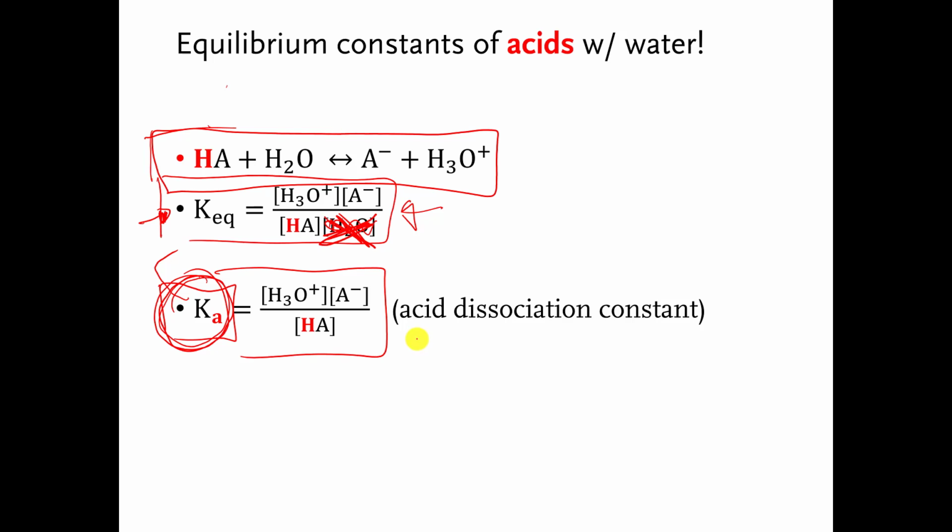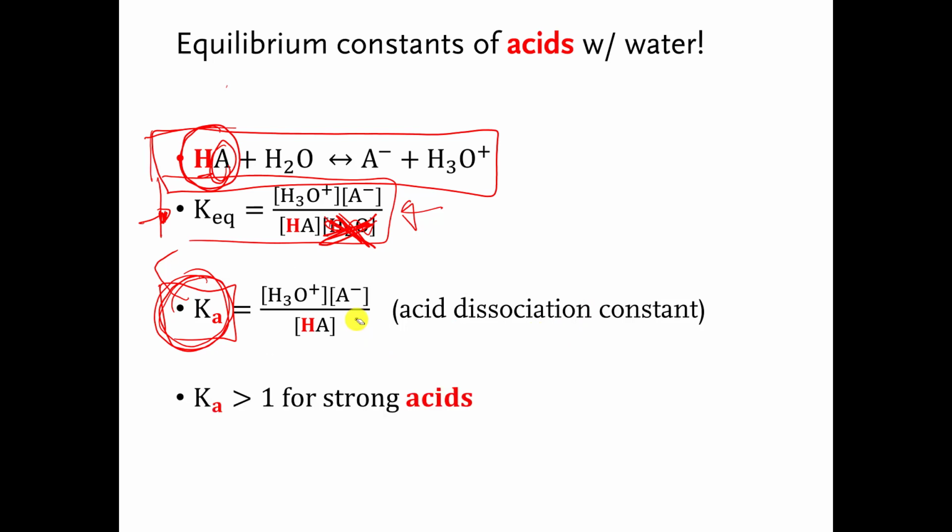Ka has a longer name. It's called the acid dissociation constant. Dissociation just means breaking apart. So this is the preferred way of measuring how much the H and whatever it's attached to like to break apart from each other. That's what dissociation means. And it's just the equilibrium constant with the water thrown out.